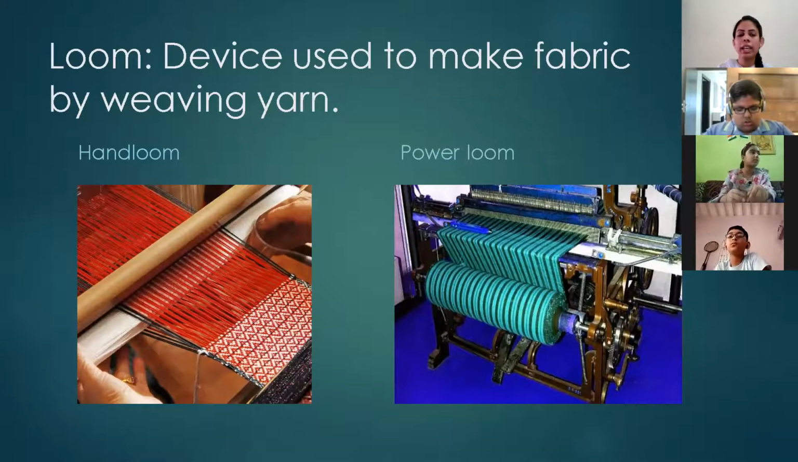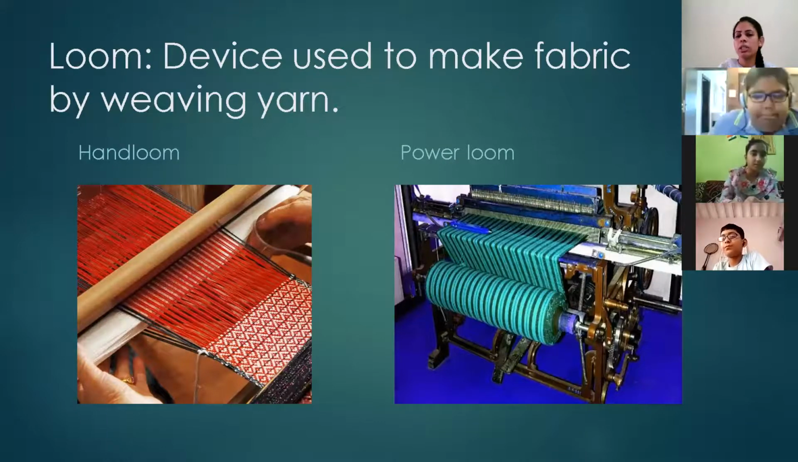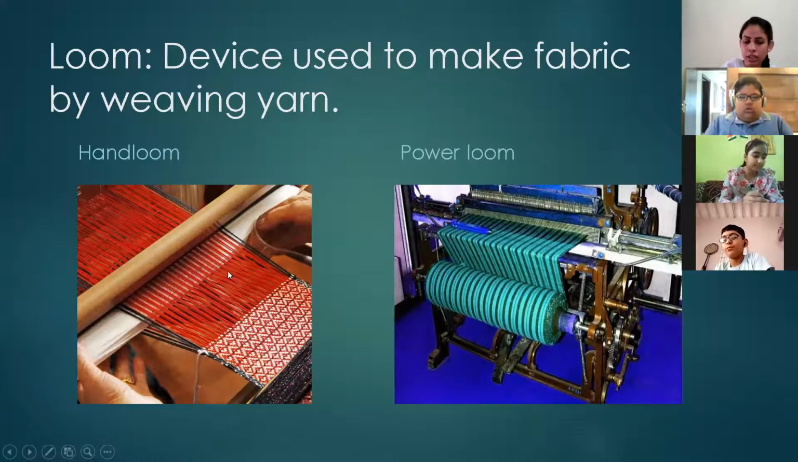It can be either a hand loom, that is operated by hand, or a power loom, that is the machine which uses electricity. Power loom means the machine in which electricity is used for operating. It is visible on the screen.